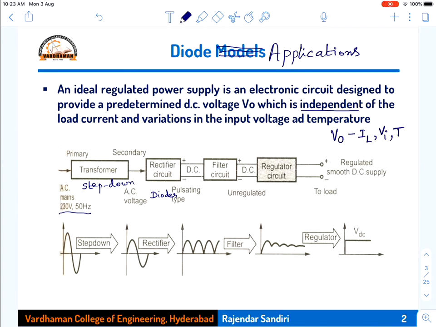In a half wave rectifier, we use only one diode. In a full wave rectifier with center tapped transformer, we use two diodes. In a bridge rectifier, we use four diodes. The purpose of this rectifier, as I already told, is that it allows the flow of current only in one direction. But the input applied to the rectifier circuit is in two directions. It is a bidirectional signal.